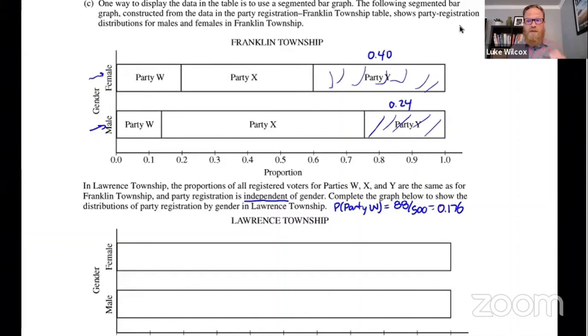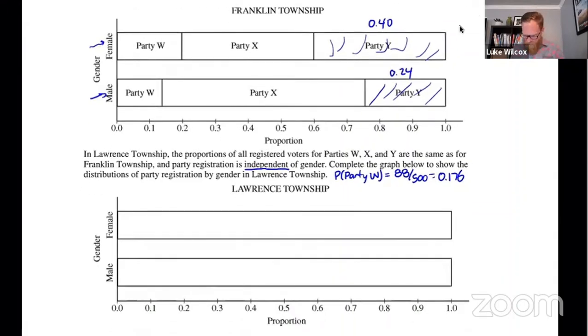And if those two events are independent, that should be true whether they're male or female. It should be the same proportion. So down here in my segmented bar graph, party W, we want party W to be 0.176. Well, maybe that's right about here. And I need that to be the same proportion for the females as it is for the males. So this little block in the segmented bar graph represents party W, and we're setting this up so that those two events are independent.